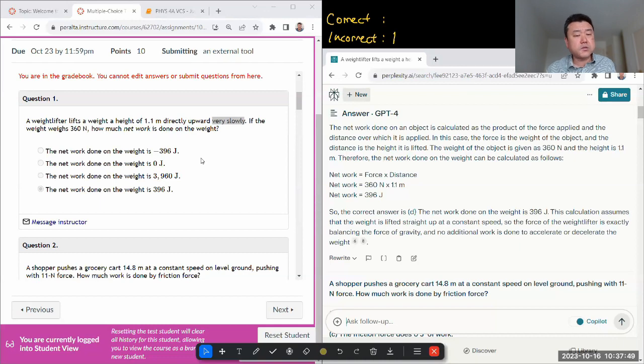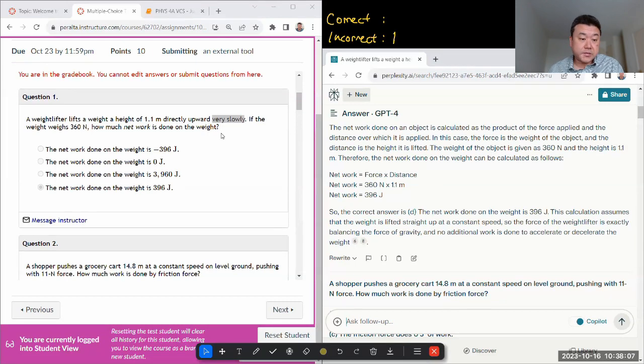And you can also tie this to the work-kinetic energy theorem, which says the net work done is equal to the change of kinetic energy. And here, the potential energy is changing, yes. The weightlifter is doing work on the weight, but that work done goes into potential energy, not kinetic energy.